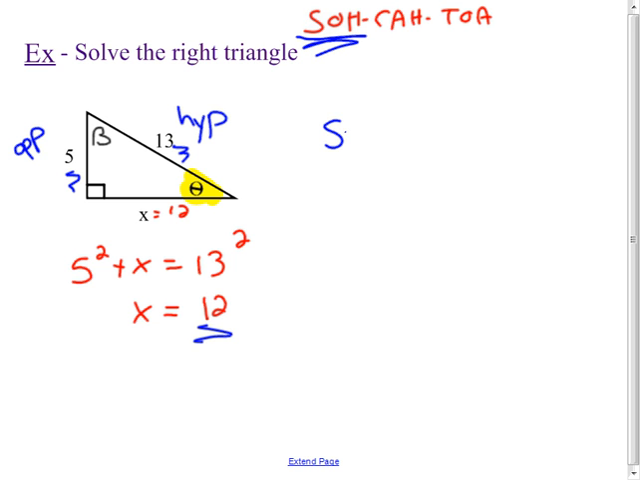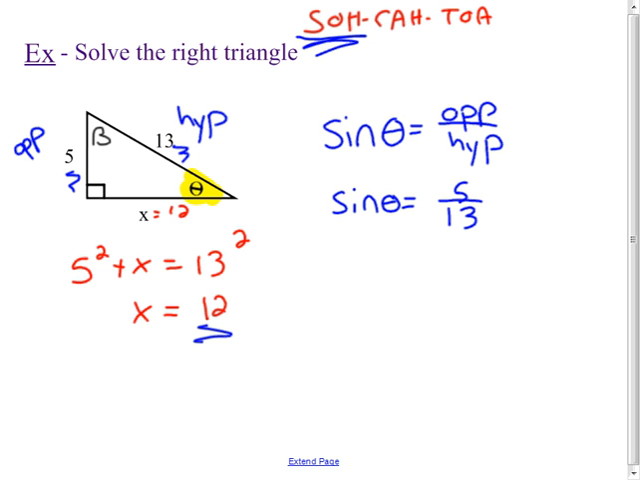So the sine of theta equals my opposite over my hypotenuse. So sine theta equals opposite, which is 5, over hypotenuse, which is 13. I have to find my theta. So now I have to look at, well, what's attached to theta? Theta is attached by sine. So if you look at your calculator, find the sine button.